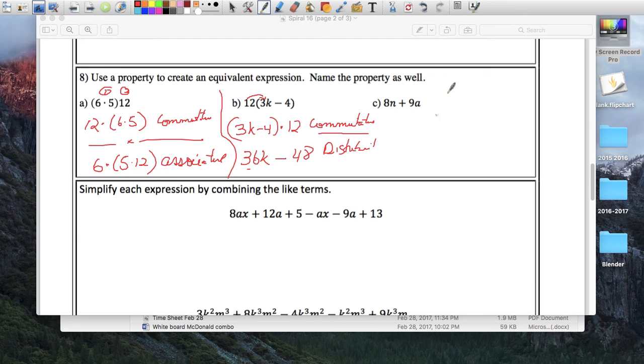This one, 8n plus 9a, which of the properties can I use? Well, I think the only one I can use is the commutative property, the only one that I can use to create a new expression. And commutative property means switch the addends, the order of the addends here, and then put the 9a in the front, plus 8n. Okay, so here's my new expression, and the property I used to create that expression was the commutative property.